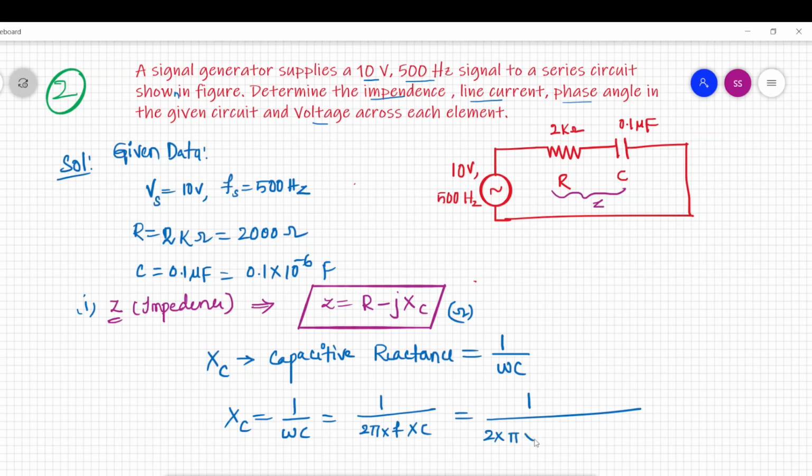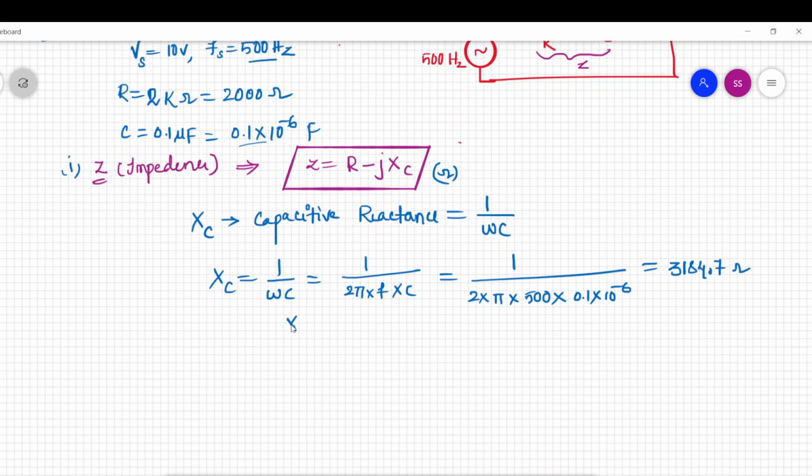2 into pi into the frequency given in the question, 500 Hz, 500. The capacitance given in the question is 0.1 into 10 power minus 6. So by solving this expression, we are going to get the capacitive reactance as 3184.7. What are the units? Ohms. Okay, so XC we have obtained is 3184.7 ohms.